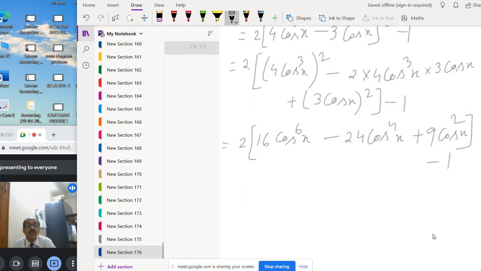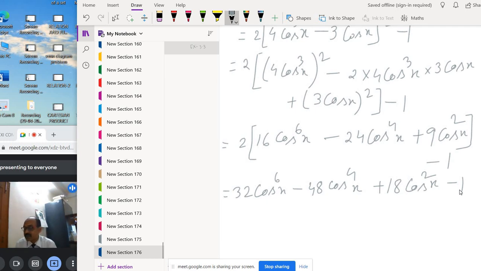Now multiply this by 2, so equal to 32 cos to the power 6x minus 48 cos to the power 4x plus 18 cos square x minus 1. See the right hand side: 32 cos to the power 6x minus 48 cos to the power 4x plus 18 cos square x minus 1.